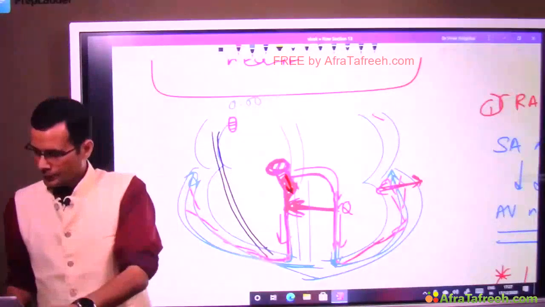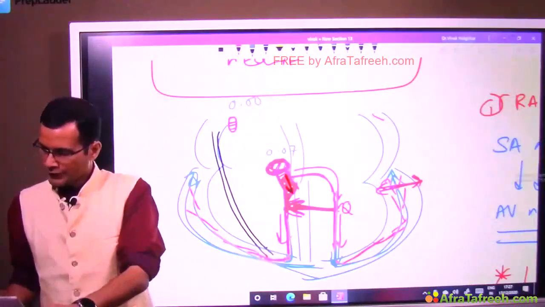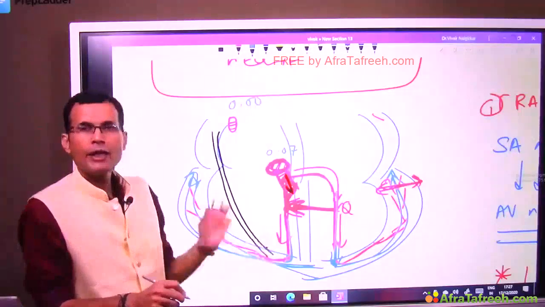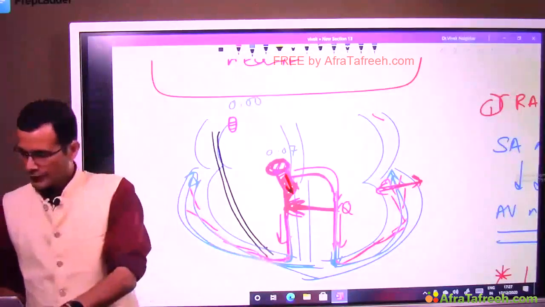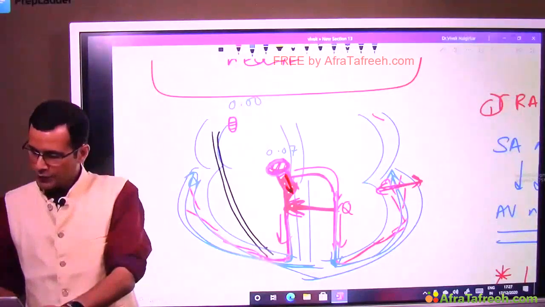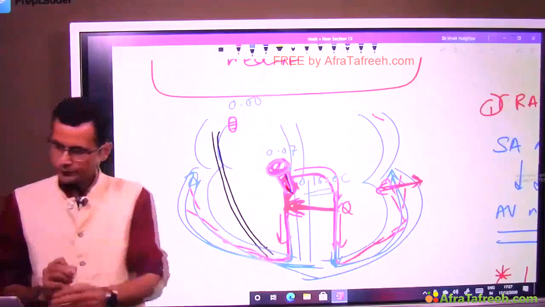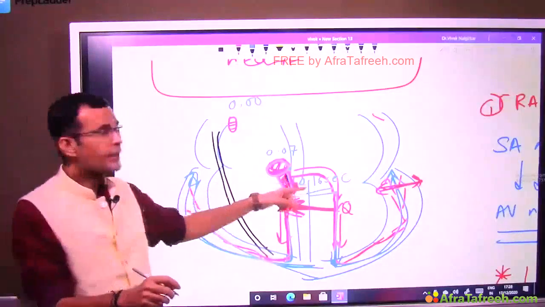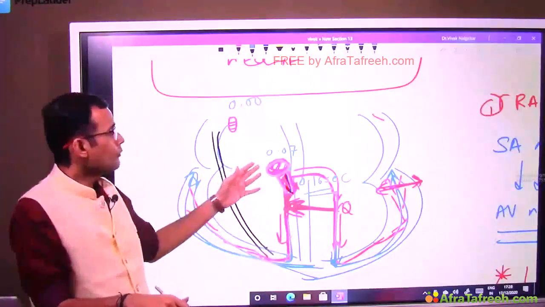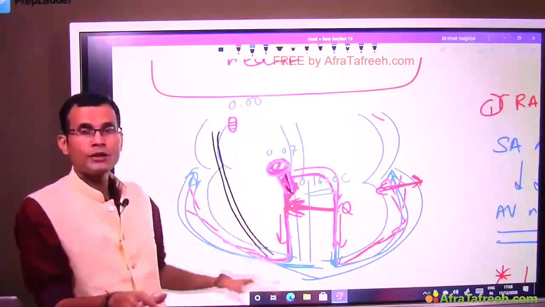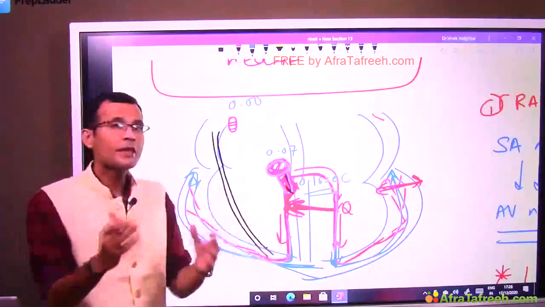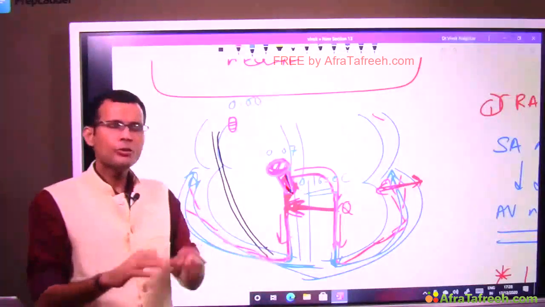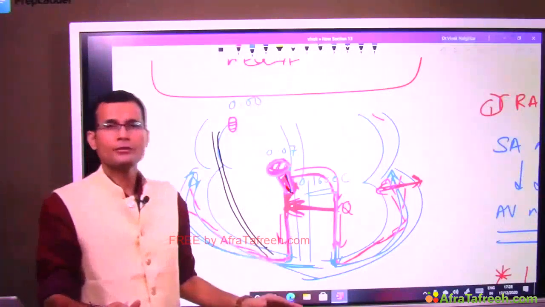Then at 0.07 seconds, it will reach the AV node. Then it will emerge from the AV node and enter the bundle of His by 0.16 second. So see, it has taken almost 0.09 seconds to cross the AV node. That's the AV nodal delay, and we know the importance of AV nodal delay as well.